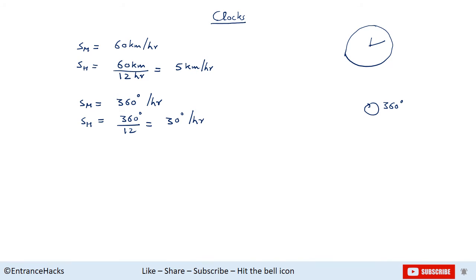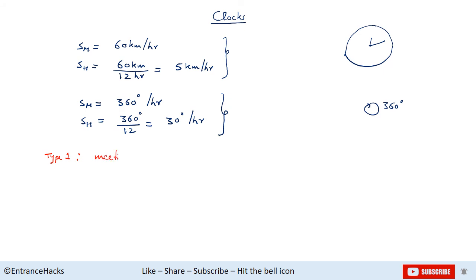So we can solve these problems in terms of kilometer per hour also, where we have assumed that 1 minute is equal to 1 kilometer, or simply in the form of degree also, right? So what type of questions can you face when using the concept of clocks? There are a few concepts. Type 1 question would be, when will the two hands of a clock meet between two numbers?